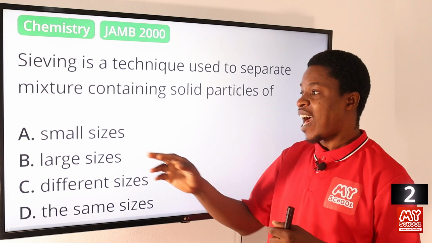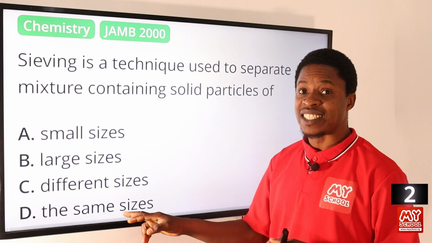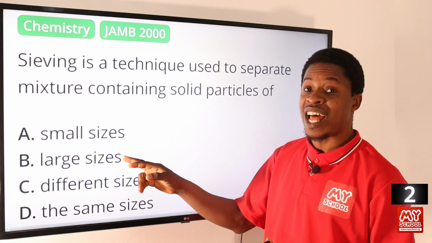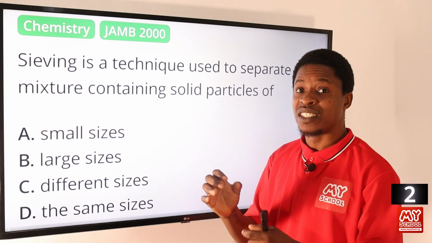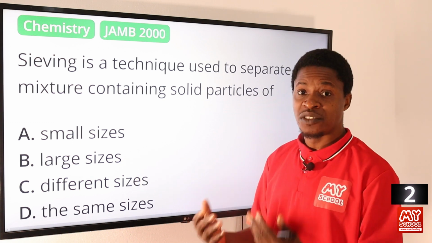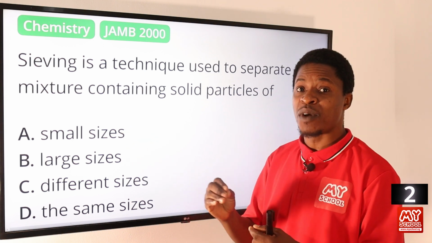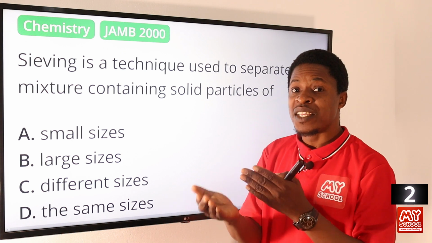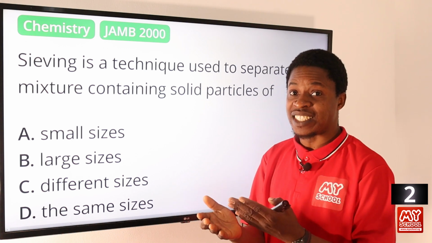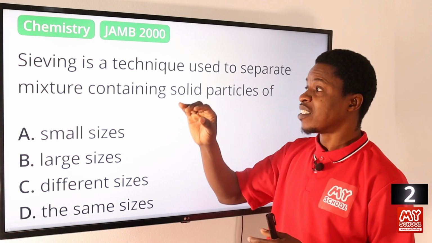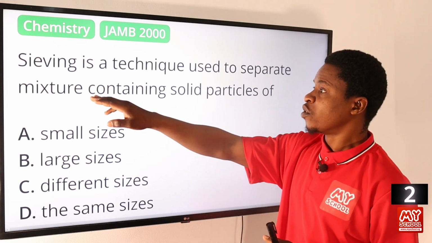So if they are having the same sizes, then there's no point to sieve. If the particles have just large sizes, okay, without having variation in their sizes, there's no point sieving. If they have just small sizes, there's no point. But the reason why we need to sieve is because we have different particle sizes, okay, of the substance that make up the mixture.